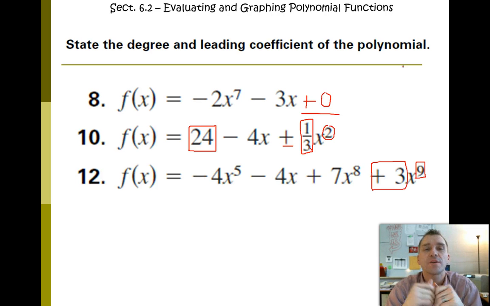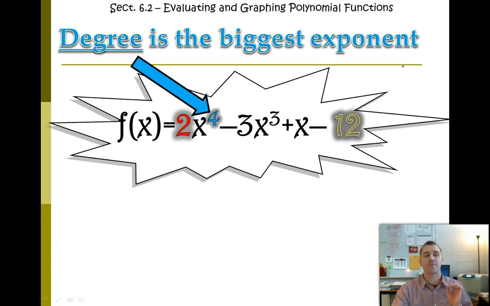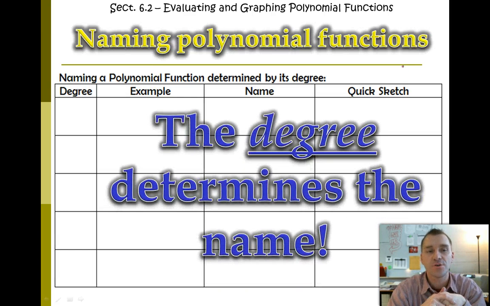So let's now pull this together. Turn your paper over, and you're going to see this chart. And on this chart, we're going to focus more on just the degree of these polynomials, because the actual degree is what we use to name these polynomials. Okay? As you see popping up here on the screen. The degree is the thing that determines the actual name of it. And here's what I mean.